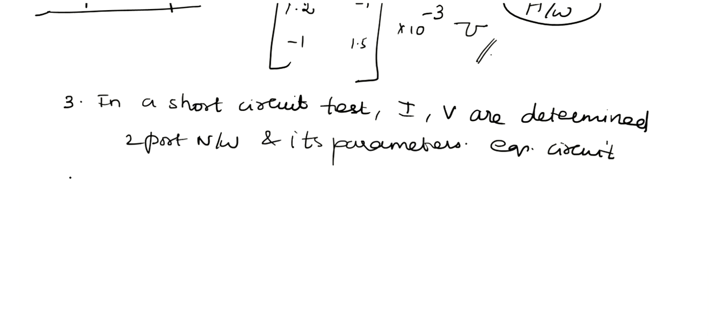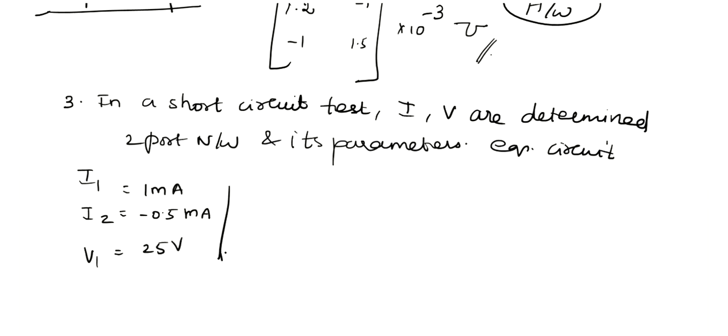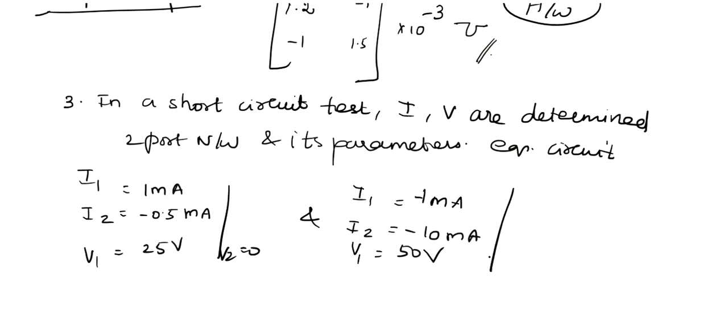They give the values like this: I1 is minus 0.5 milliamps and V1 is 25 volts, with V2 equal to 0. Then I1 and I2 on the same left hand side: you get the values minus 1 milliamp, minus 10 milliamps, and 50 volts by making V1 equal to 0. This is your question.